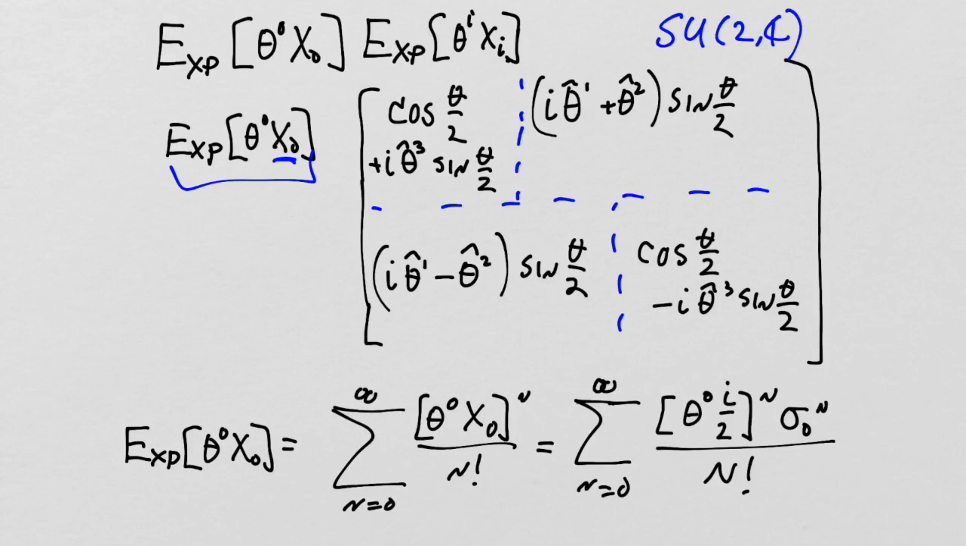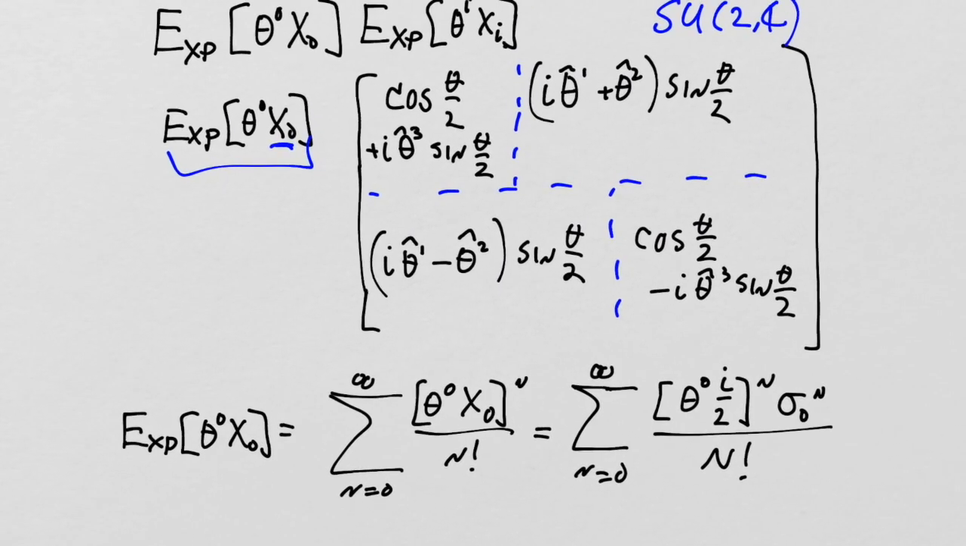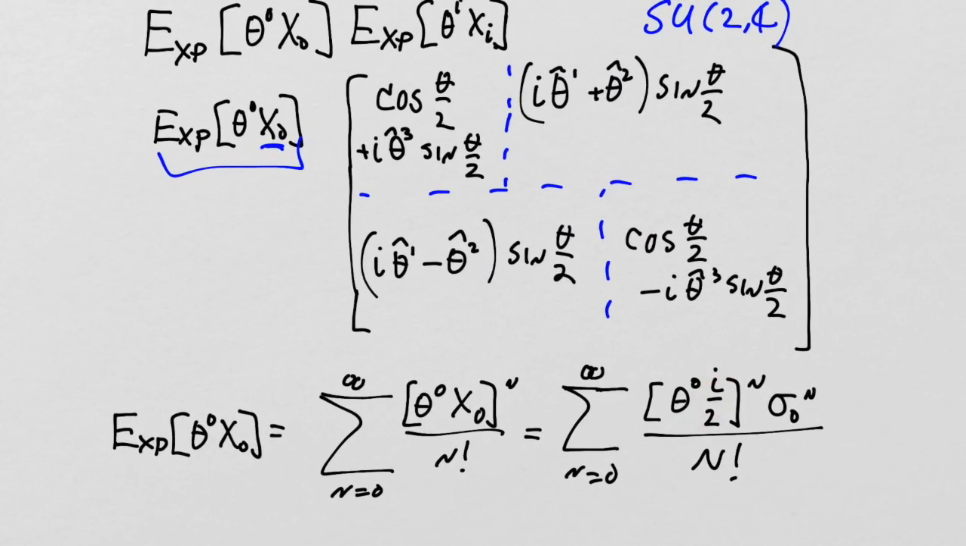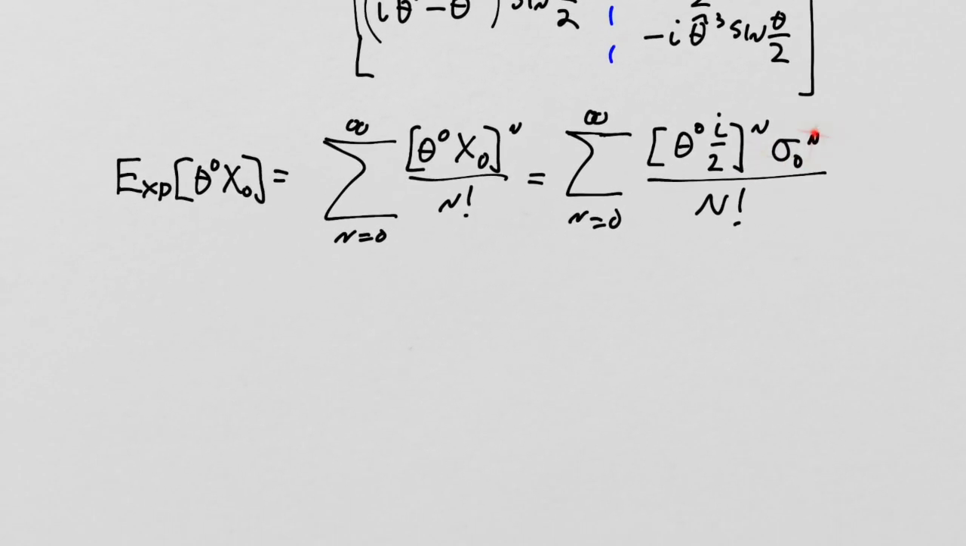So the result there is you substitute in for x0 the definition that we were using earlier, which is I over 2 times theta 0. But theta 0 to the n is just theta, right? So that's going to pop out. So this guy, sigma 0, is the identity matrix. So sigma 0 to the n just is a constant, so that's going to come out. And then this is a number, right? Theta 0, I over 2, that's just a number.